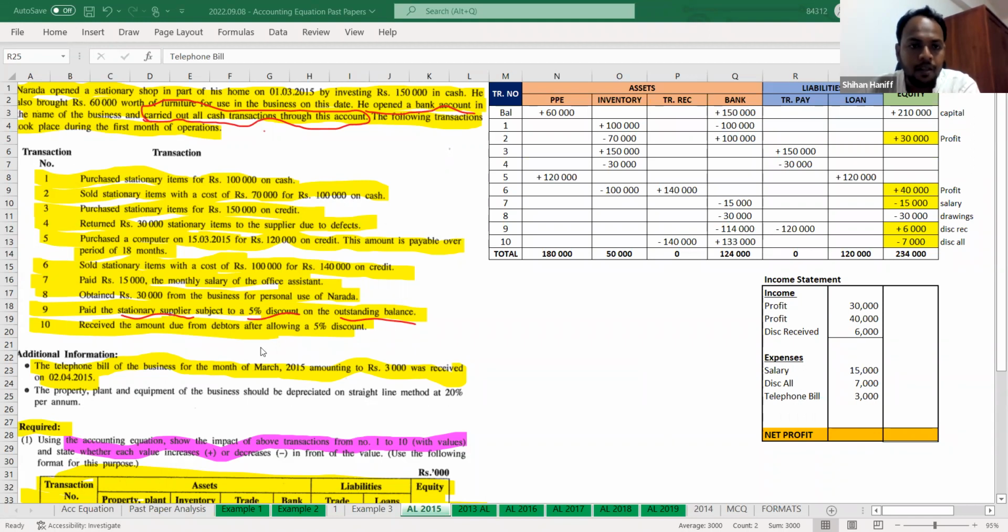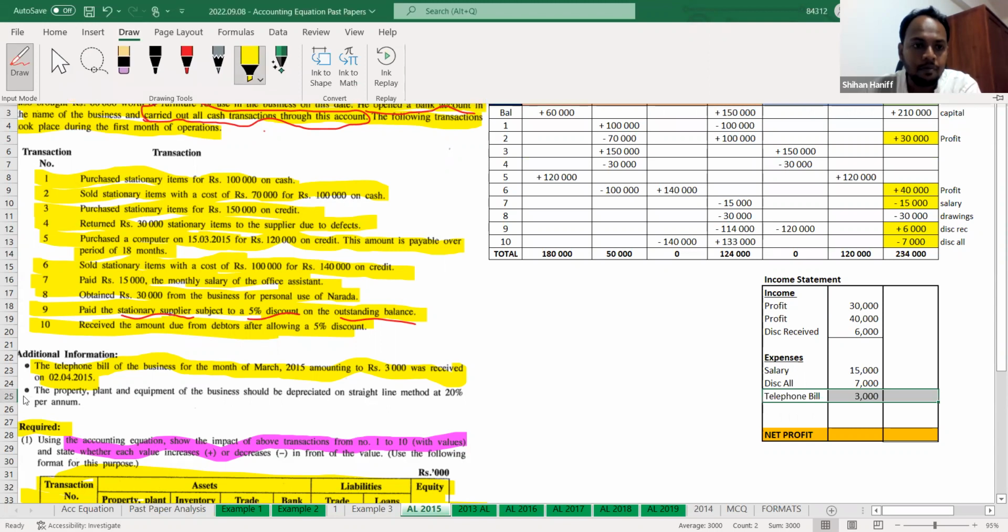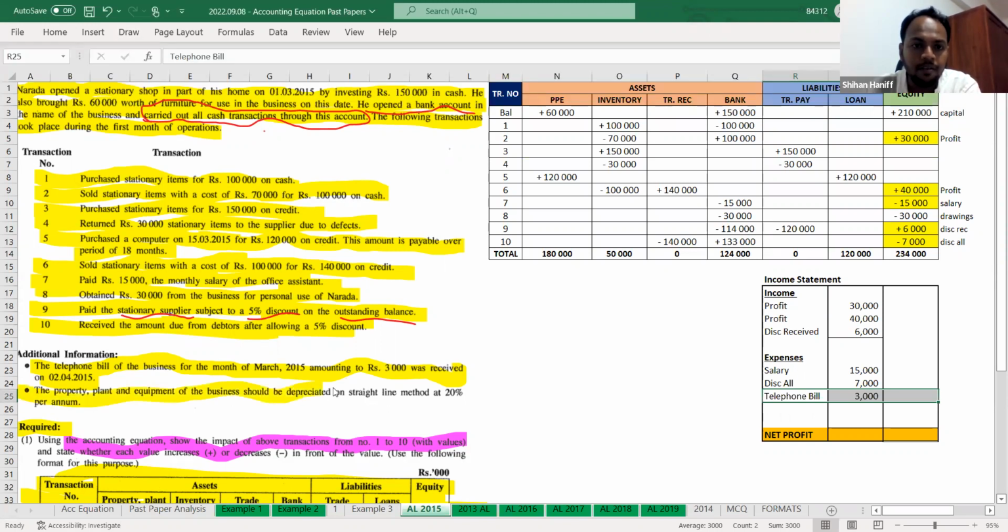Next, the property, plant and equipment of the business should be depreciated on straight line method at 20% per annum. So there are two assets, two PPE.